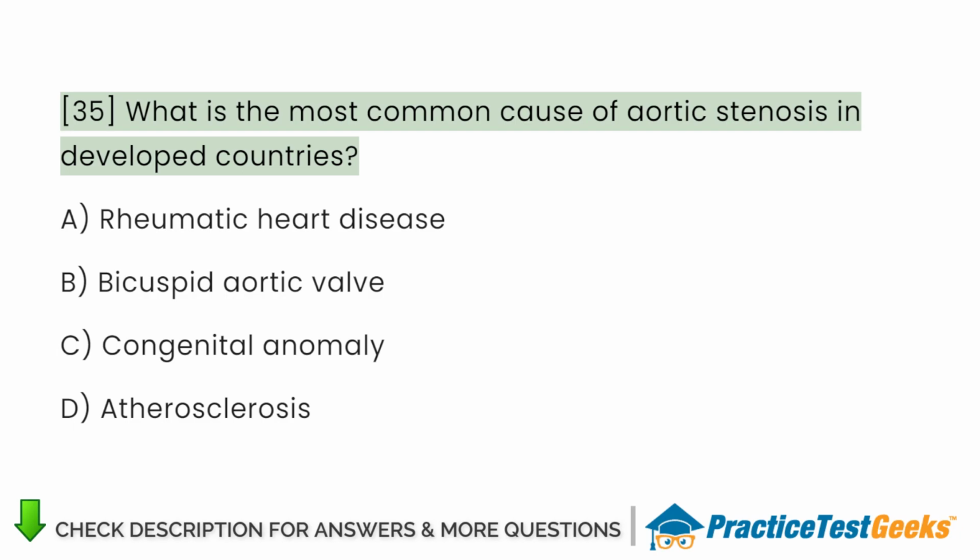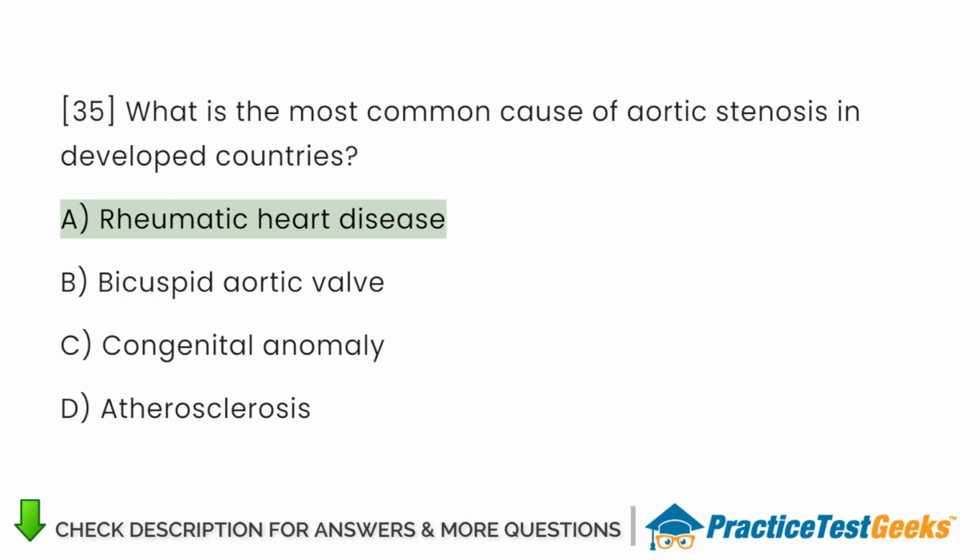What is the most common cause of aortic stenosis in developed countries? A. Rheumatic heart disease. B. Bicuspid aortic valve. C. Congenital anomaly. D. Atherosclerosis.